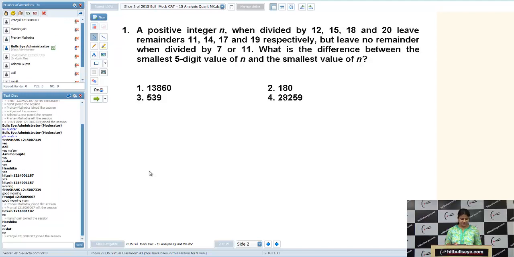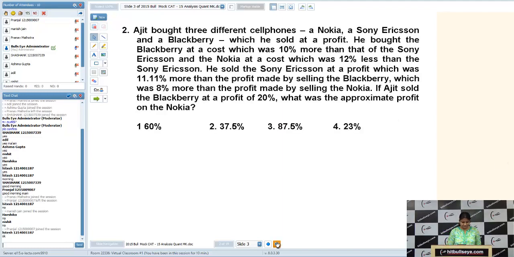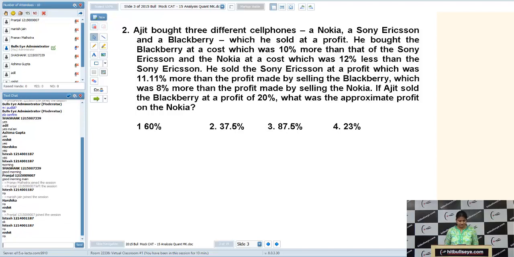Simply we could say that the answer should be a multiple of 12, 15, 18, 20, 7 and 11. So there is only one option which is satisfying this criteria. That is, I think, option number 1. That's why this is the answer. Okay, next. Question number 2, calculative. Little bit difficult. Any problem in this question? Okay, I'm skipping this question now.